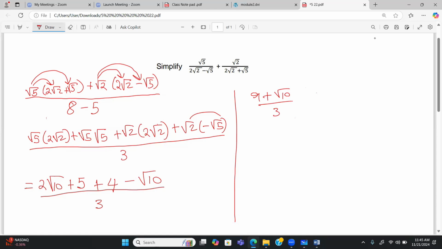Now, if I want to break this down more, then what I really have is 9 over 3 plus 1/3 square root of 10. Now, 9 over 3 becomes 3, and then beside it we have 1/3 the square root of 10. And this is my simplified answer.